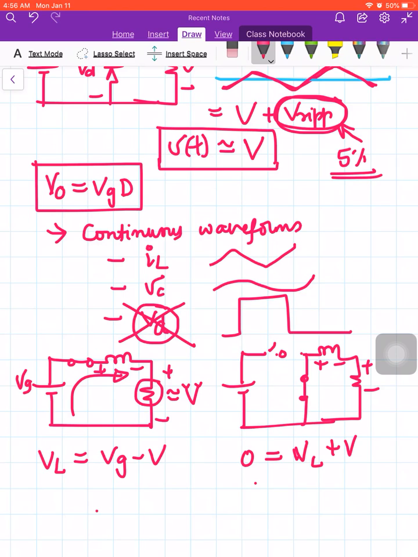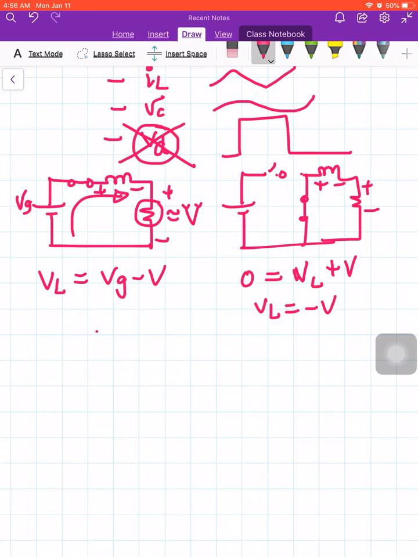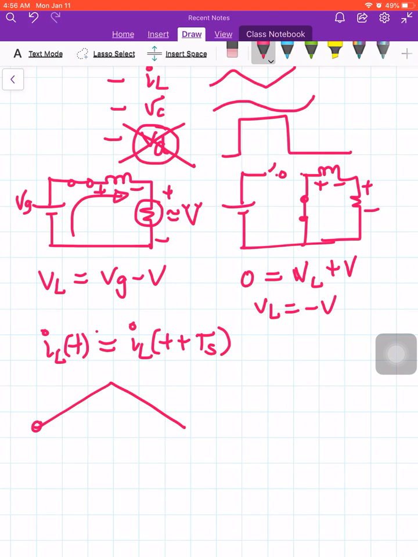So from this we can write VL is equal to minus V. Now we try to introduce the fact that under steady state we have seen that the current IL of t is equal to IL of t plus Ts, right? We have seen under steady state this value should be equal to this value, right?